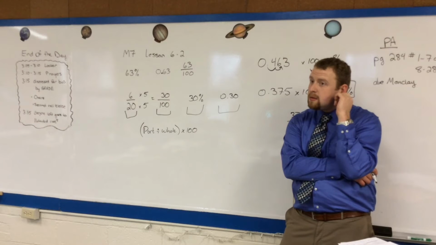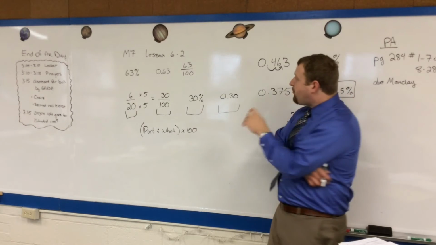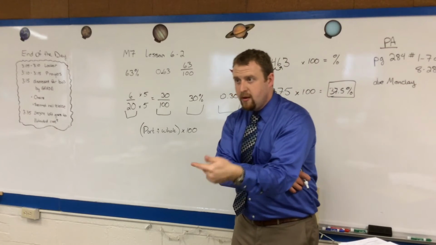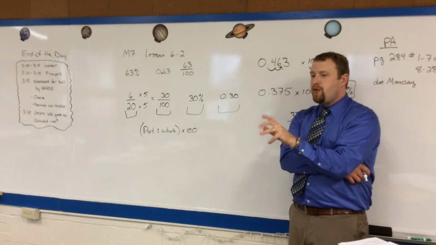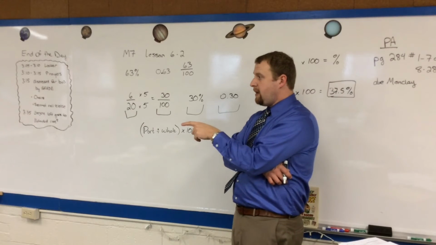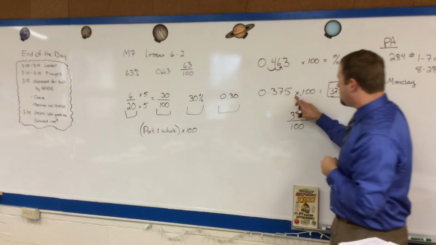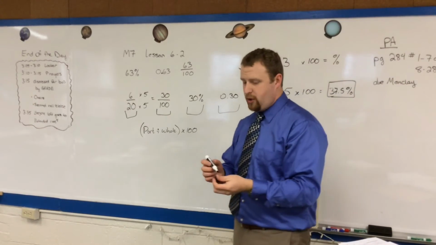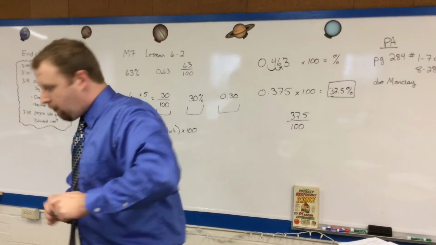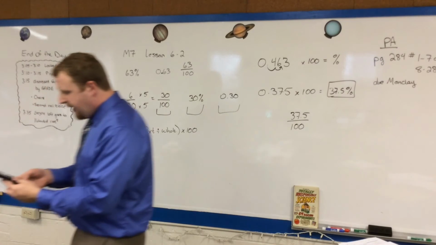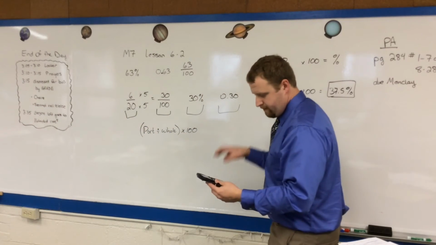Would that work for all of them? Every decimal version of a percent, when multiplied by 100, gives you the percent. There's actually a percent key on your calculator. Okay, let's all find that right now. I'm going to show you, because that automatically does the times 100. Mine automatically comes up with percent. Okay, if you have your calculator, I want you to put 0.375 in there.